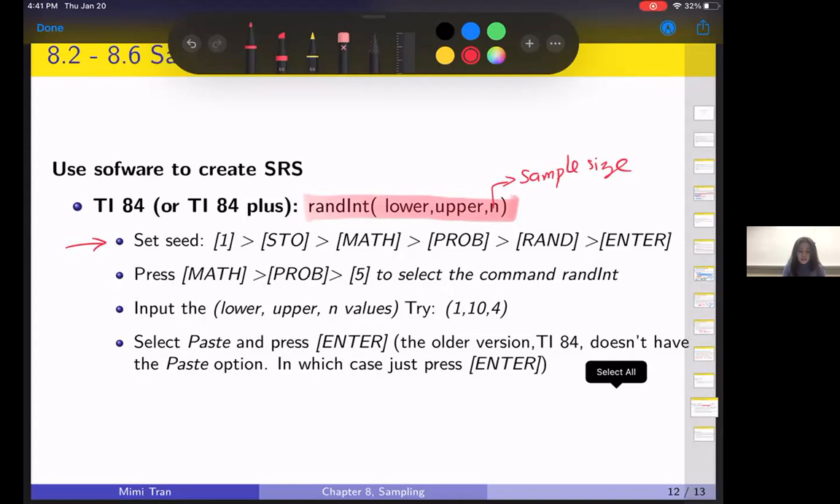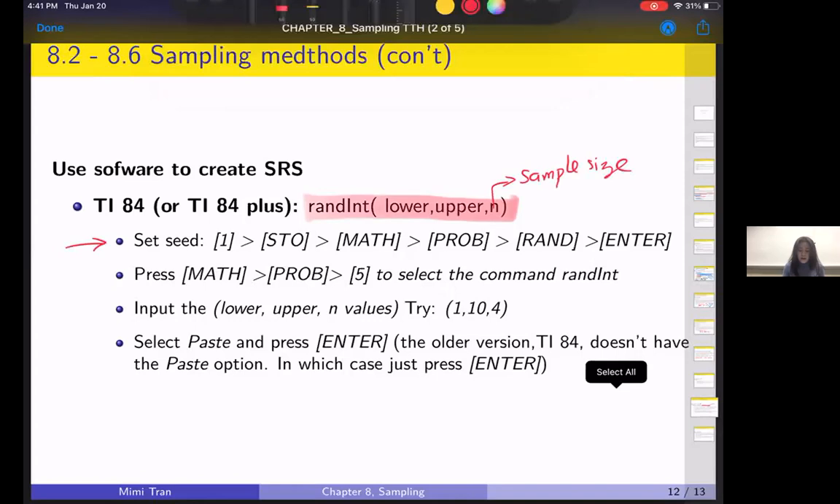Then the STO key is the lower right, the second from lower left. You see STO. And then go to math, prob, rand, and then enter. And then you can go back to press math and prob, number 5, to select the command randInt. Then you input the lower, upper, and N values. This is what we're going to try. The lower value is 1, and the upper value is 10, so from 1 to 10. And 4 is, I want to choose 4 numbers from 1 to 10.